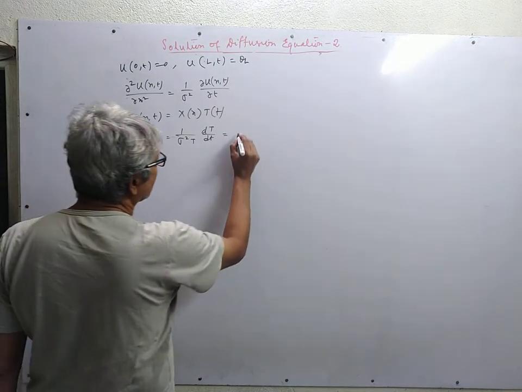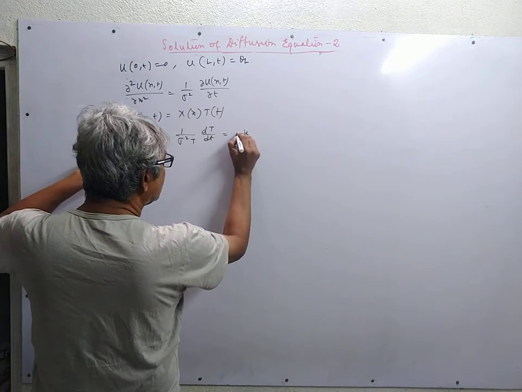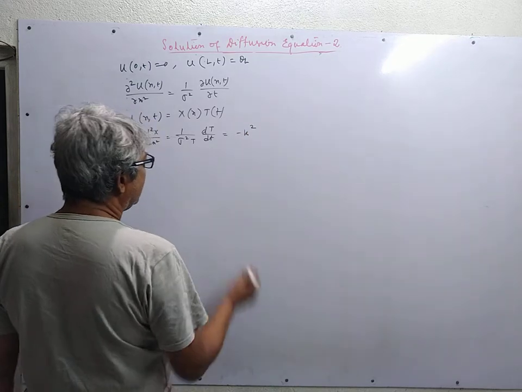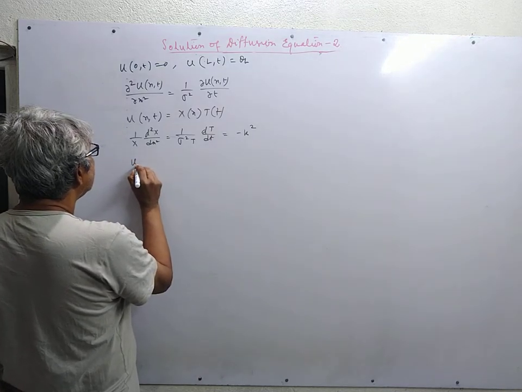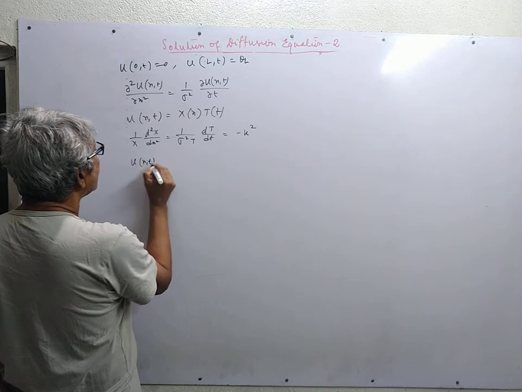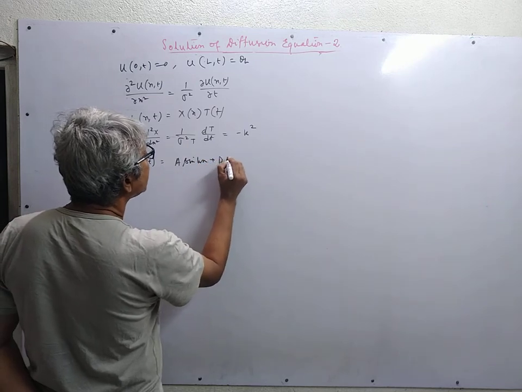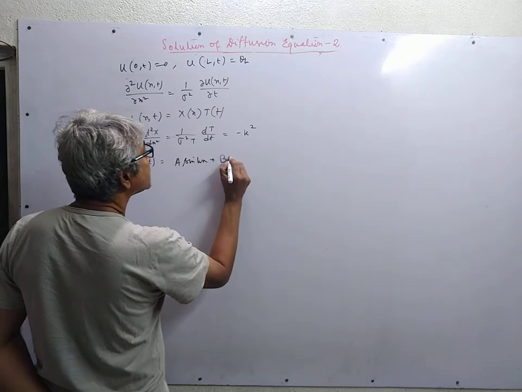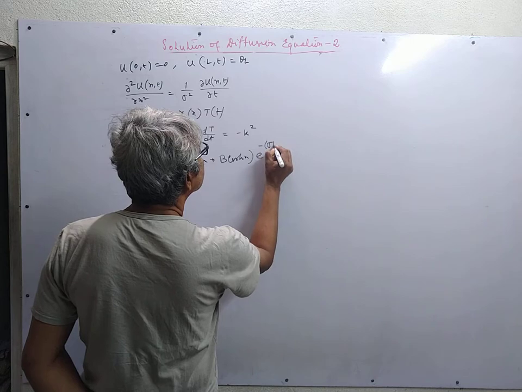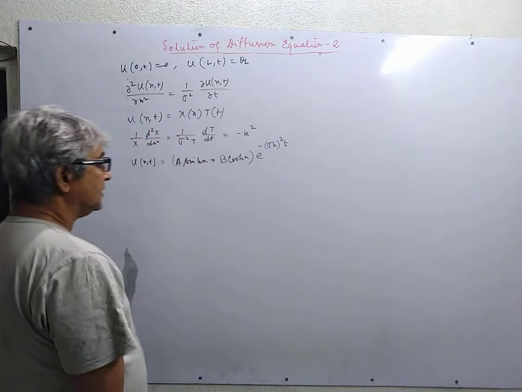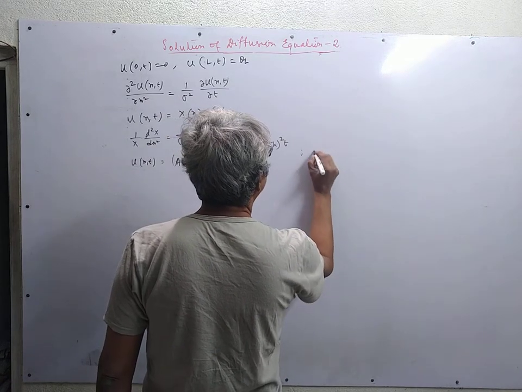If we choose the separation constant to be minus k squared, then we obtain the solution u of x,t as (a sin kx plus b cos kx) times e to the power minus sigma squared k squared t. This is the solution for the case of separation constant minus k squared.